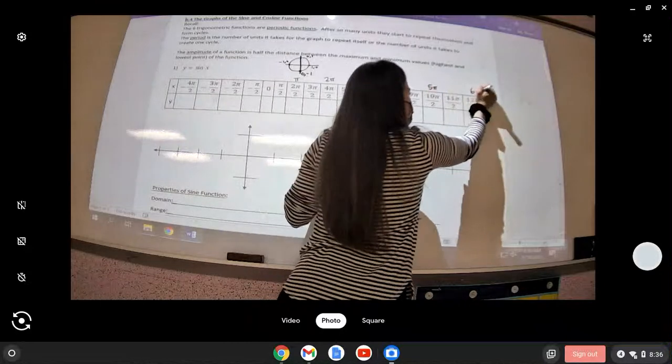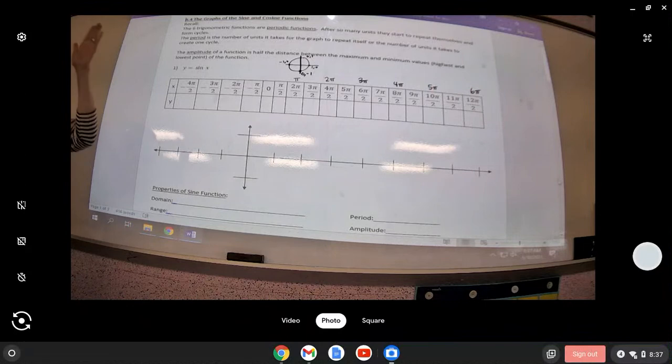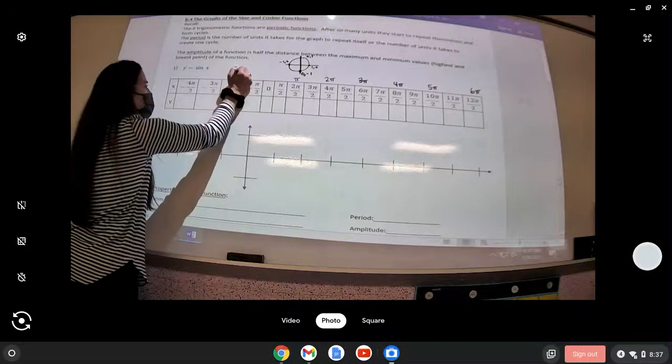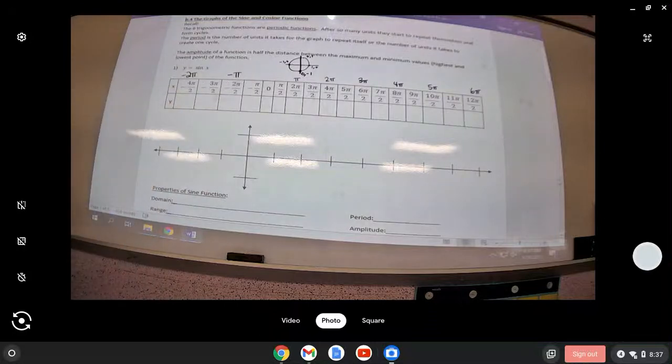And 12 makes 6 pi's. I just didn't put them in their reduced form so you guys could see that we are just counting by 1 pi over 2 as we go around. All right, and then this would be our negative pi, and this would be our negative 2 pi. Let's create some points and graph them as we go.